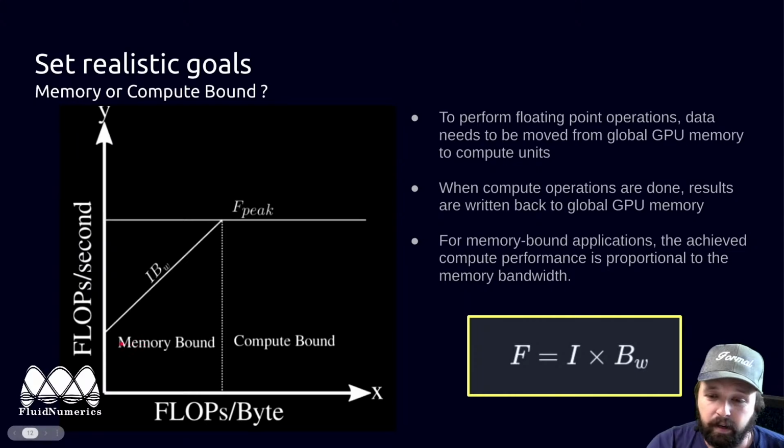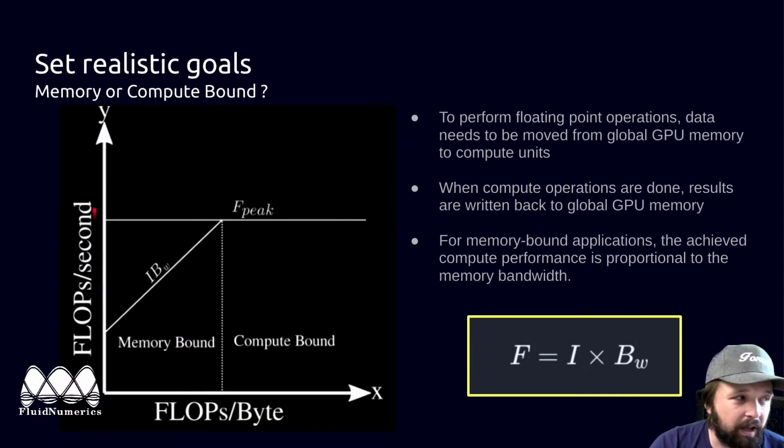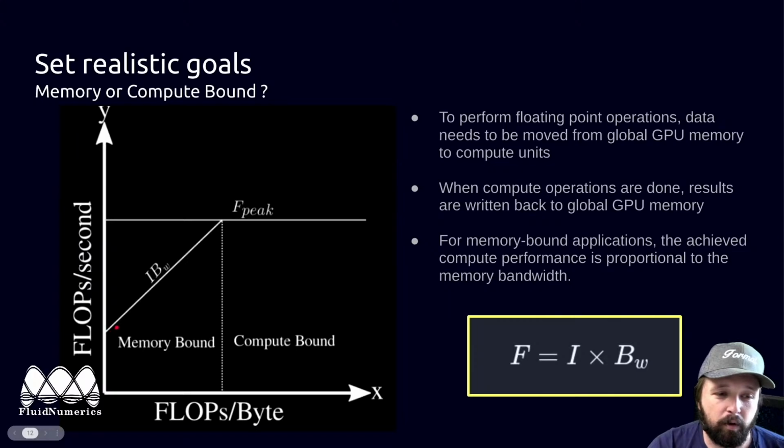On one side of this diagram, you have what are called memory-bound applications. In this realm, the achieved flops per second, the compute performance, is a product of the arithmetic intensity and the bandwidth. The higher your arithmetic intensity for your algorithm, the higher the potential peak that you can achieve.